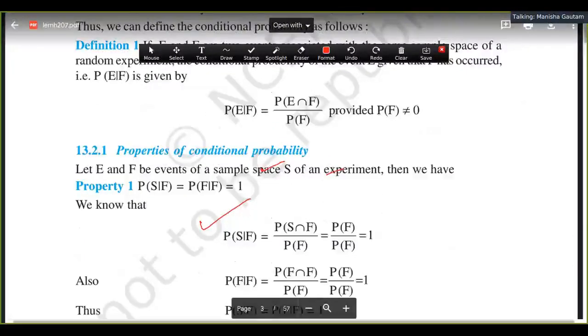Suppose you want to calculate the probability of the sample space if F has already happened. The intersection of both, divided by the already happened event, that is F, means probability of F. The intersection of F and S is equal to probability of F. S is the greater one, F is the smaller one. The intersection of greater and smaller comes out as the smaller one. Probability of F upon probability of F, both are cancelled and it is equal to 1. Same for F: if F has already happened, then again it is 1.